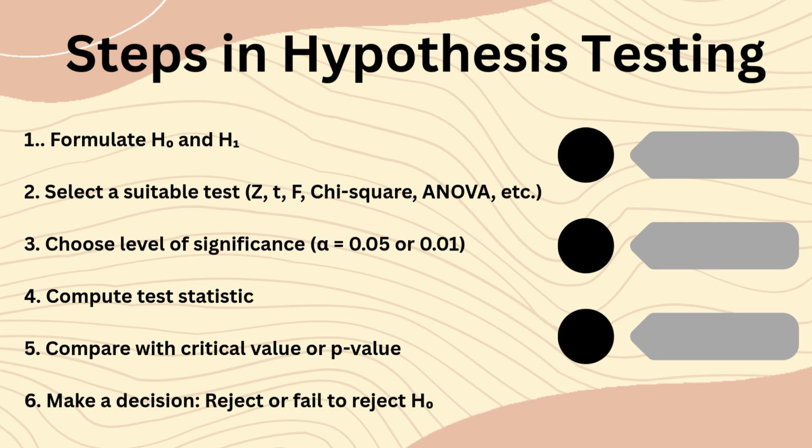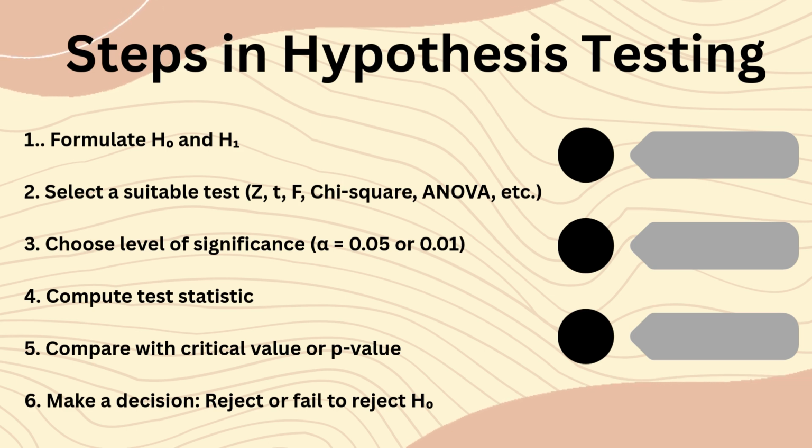The choice of test depends on type of variable, quantitative, qualitative, number of samples, groups, sample size, large, small. Step 3, level of significance, alpha. Before conducting the test, we decide the probability of rejecting a true null hypothesis, known as the level of significance, alpha. Commonly used values are 5%, 0.05, accepted in most social science studies. 1%, 0.01, stricter level, used in highly precise studies like medical research. If the probability of the result occurring by chance is less than alpha, we reject the null hypothesis.